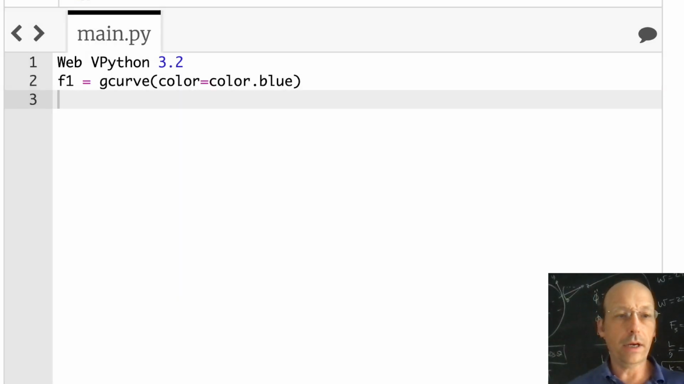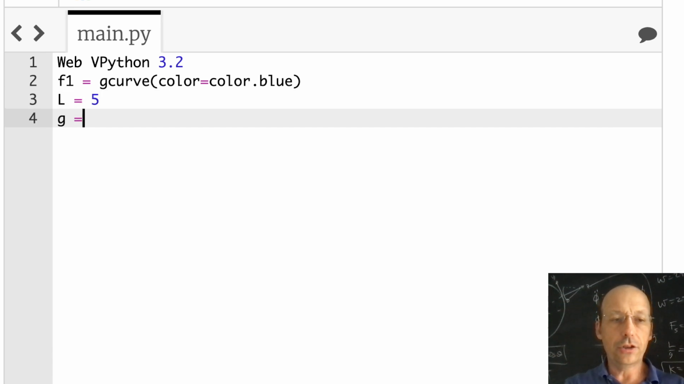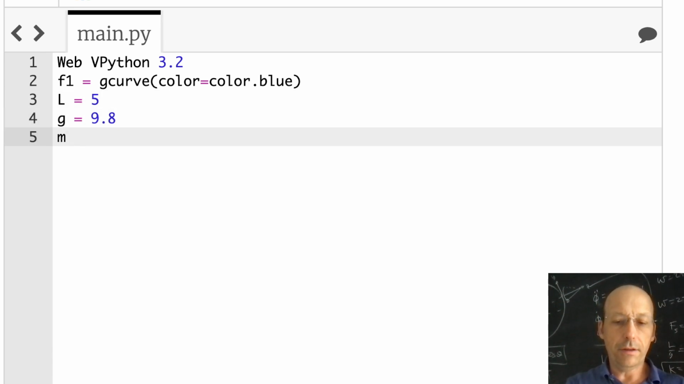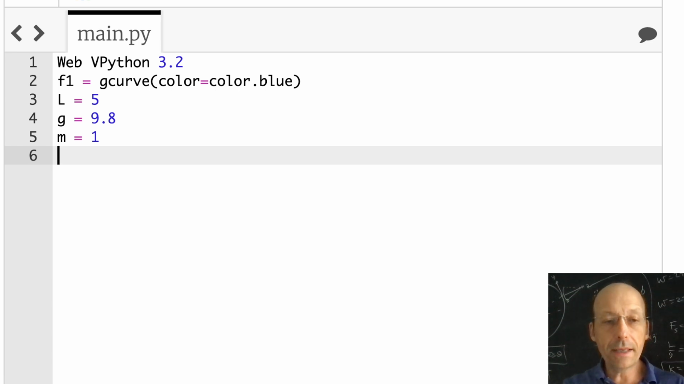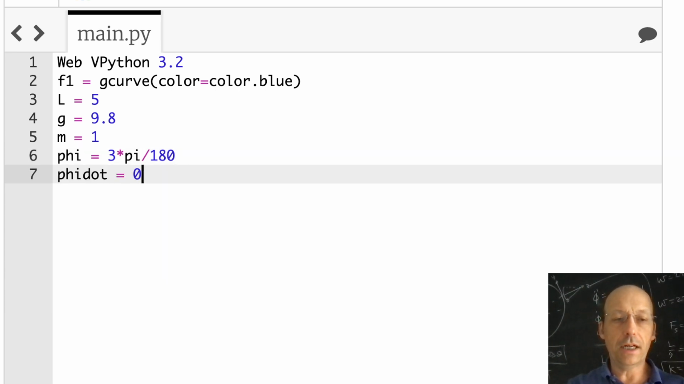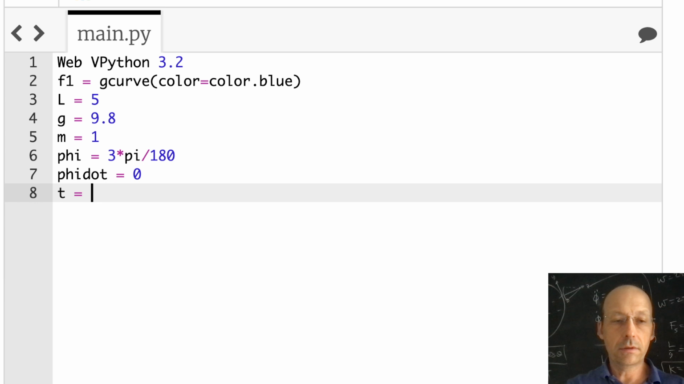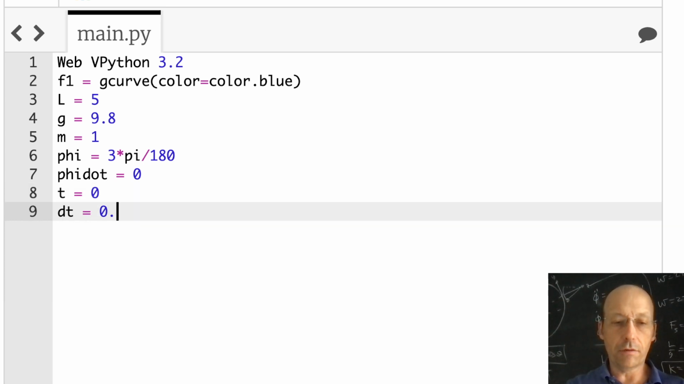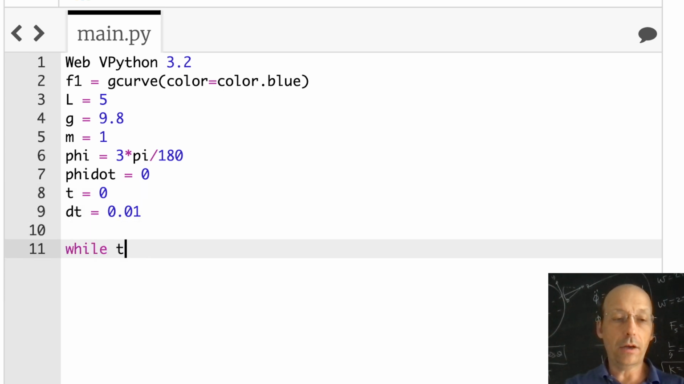Sorry about that. Okay, so we need some constants here. L, I'm going to make it pretty long, 5 meters. g is 9.8. m is 1. I don't even know why I picked that. So now I do need some initial conditions. So phi is going to be equal to, let's say, 3 degrees. So 3 times pi divided by 180. Phi dot is my initial velocity, 0. t is 0. dt is 0.01. Let's just say while t is less than 5. I'm just picking a value.